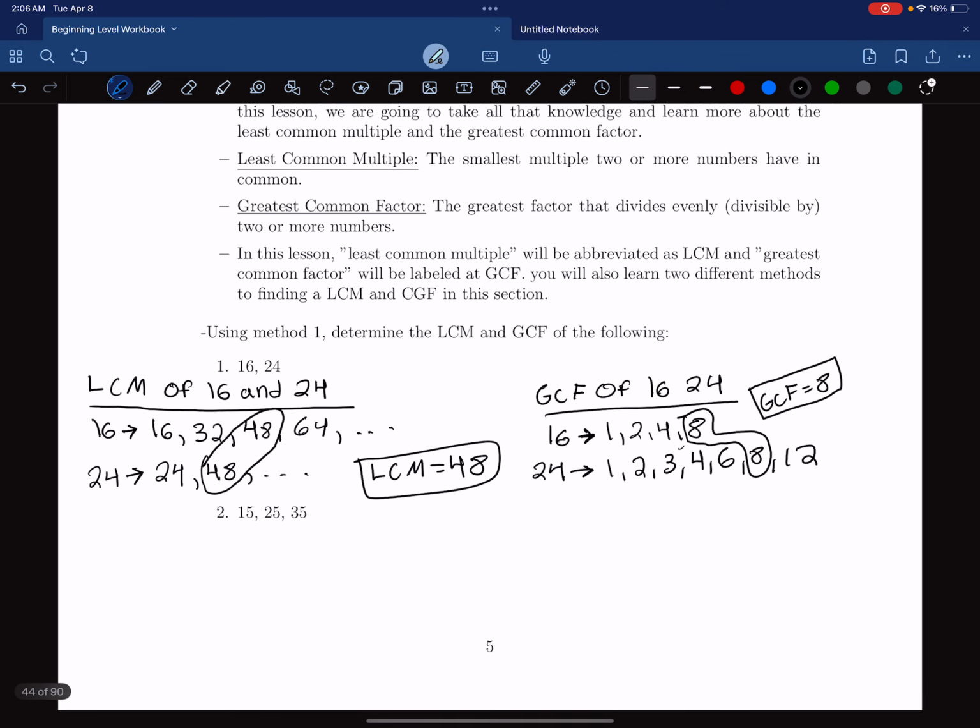Now looking at example 2, I encourage you to pause the video and try it on your own. And assuming you have worked through it, let's work through it together. So we have our least common multiple. So we're going to start off by listing off the multiples of each number.